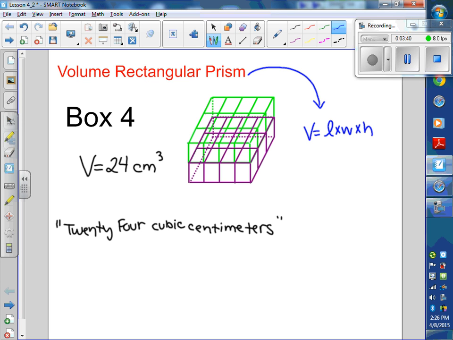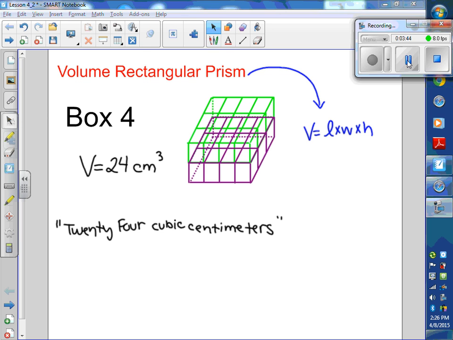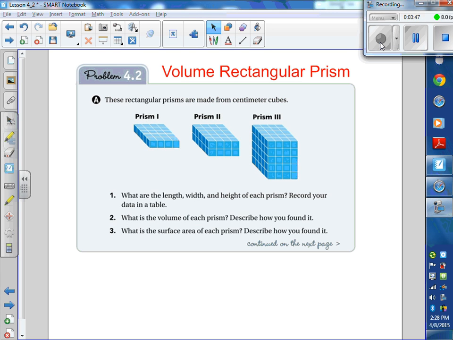Okay, so we're going to pause there for a minute. You guys are going to find page 82 in your book, and so am I. And here on 82, it's kind of like what you just did at your table. It's asking you to figure out the volume made from these centimeter cubes. So really quickly, you could do it on scratch paper, just answer 1 and 2. We're not going to worry about surface area. We've practiced surface area a whole bunch. We're going to take a break from that today. So take a moment for prism 1, 2, and 3 and answer problem 1 and 2.